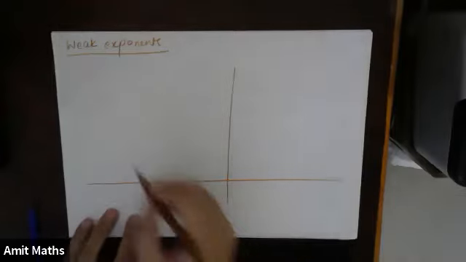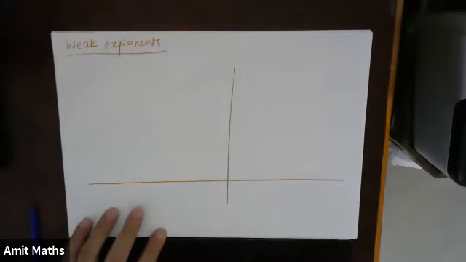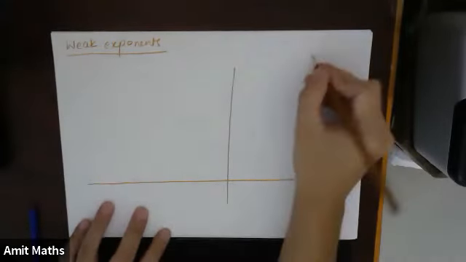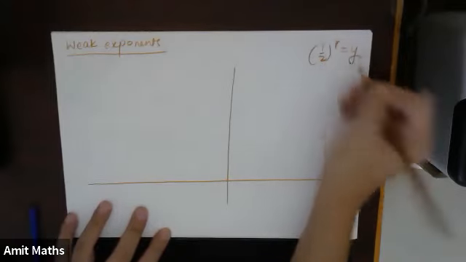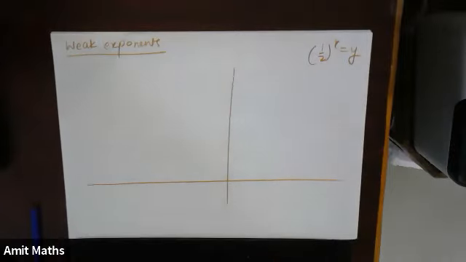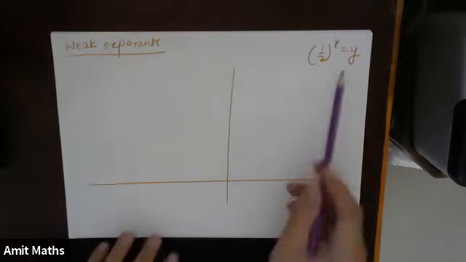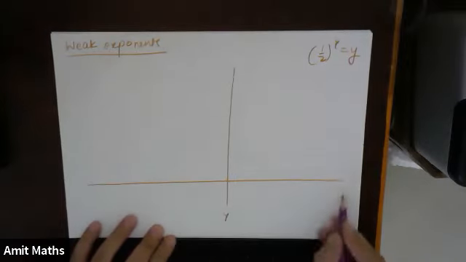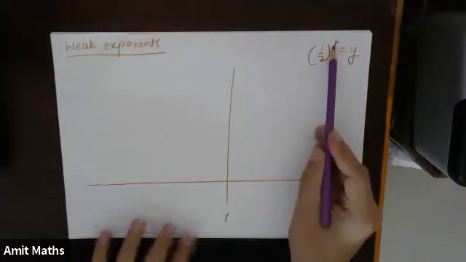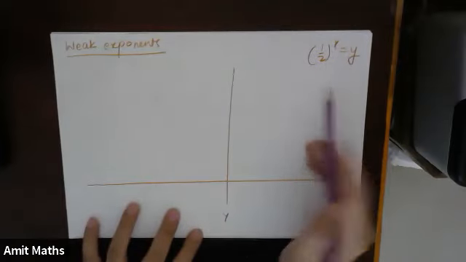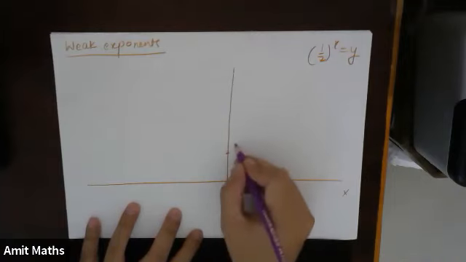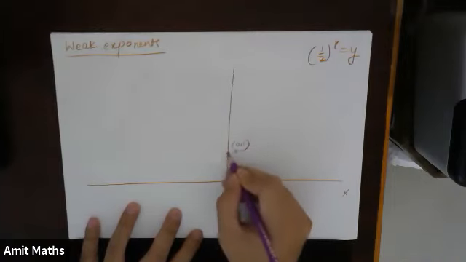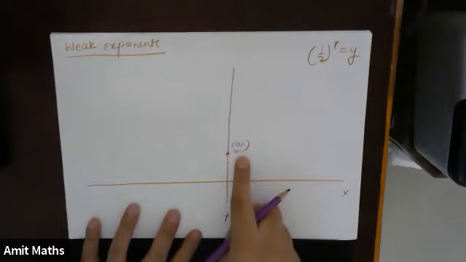Okay, fine. So let's look at weak exponents. Suppose I want to draw the graph of 1/2 to the power x is equal to y. So first I will check it for simple points. This is the y-axis, this is the x-axis. For x is equal to 0, what will be the value of y? y will be 1. So this will be the point (0, 1). I know the graph is passing through (0, 1).